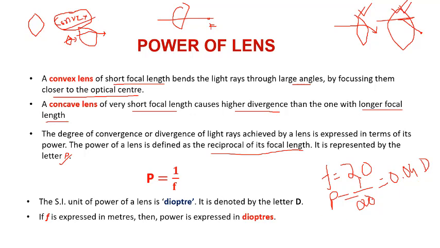But if this is given in centimeter, F equals 20 centimeter, now what will you do? Power will definitely be, since it is in centimeter, 100 by 20, equals positive 5 diopter. 20 fives are 100.